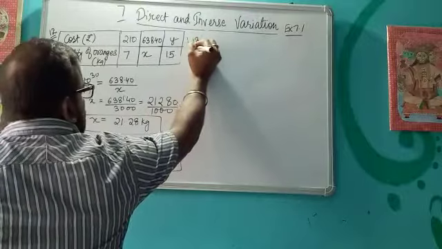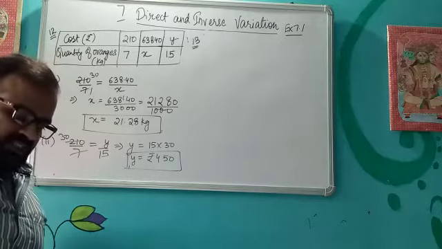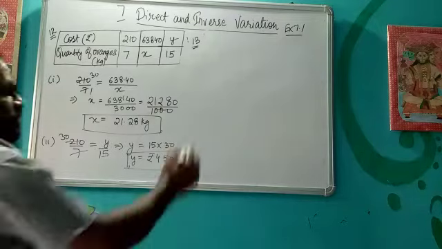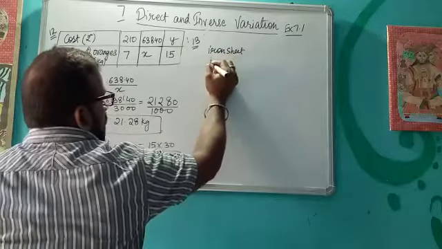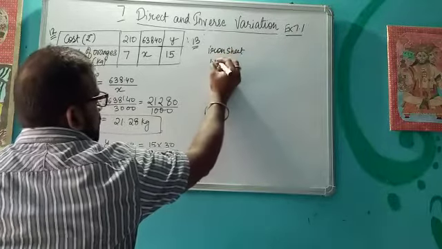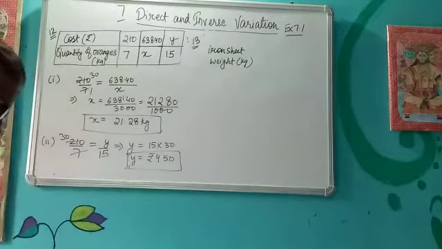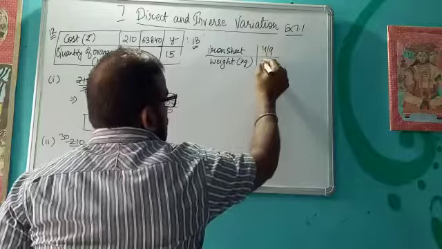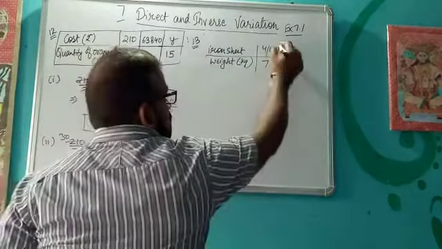Then let's see question number 13. 4 by 9 of a piece of iron sheet weighs 7 kg. What will be the weight of 3 by 7 of iron sheet? So iron sheet and weight. So weight is given in terms of kg. So again, when it was 4 by 9, its weight was 7 kg. And when it was 3 by 7, we have to calculate the weight.